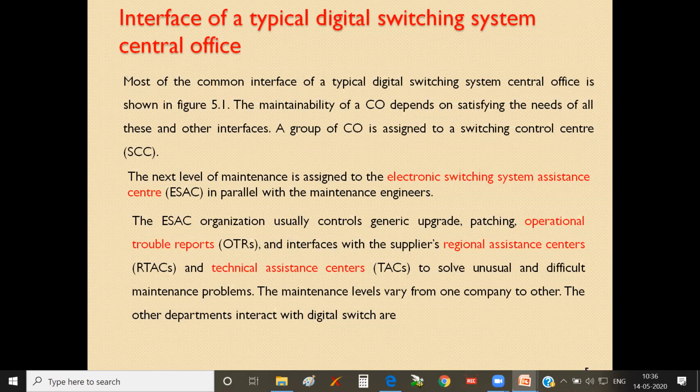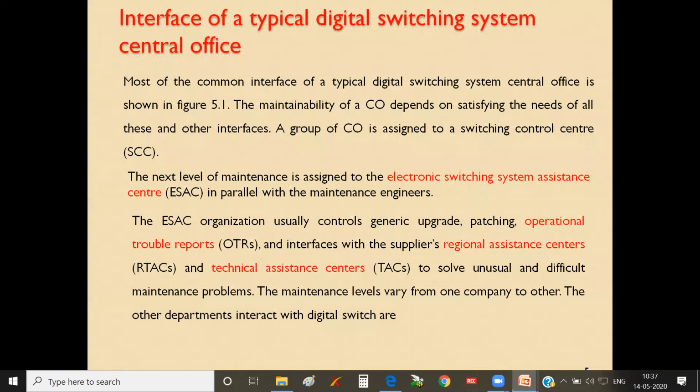The next level of maintenance is assigned to an ESAC, which indicates the electronic switching system assistance center, in parallel with the maintenance engineers. Again, this also plays a very important role, where it provides assistance to the subscribers regarding the switching system, where the maintenance actions take place at the central office. Similarly, the ESAC organization controls generic upgrades, patching, and other reports, which might be trouble reports, fault reports, or technical assistance reports.